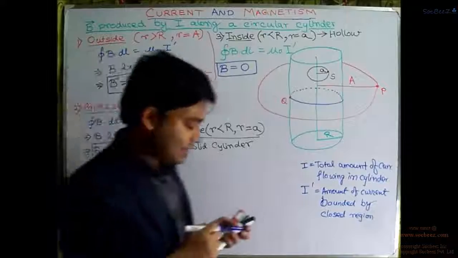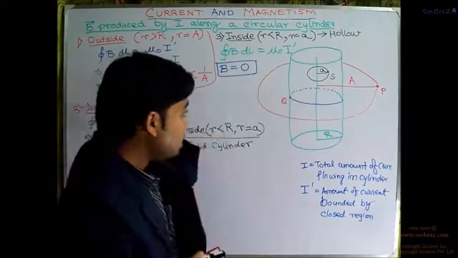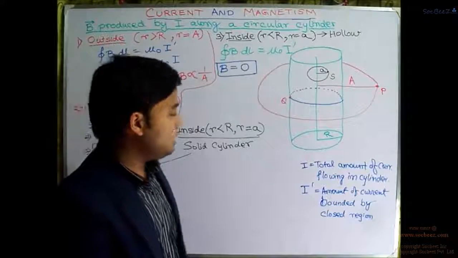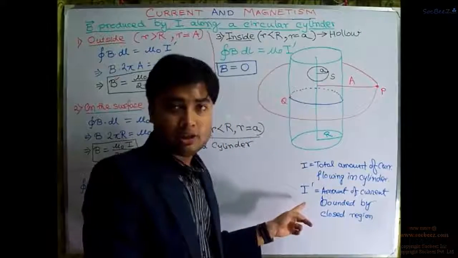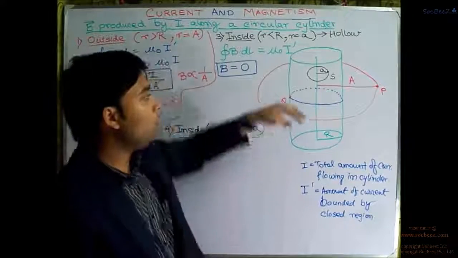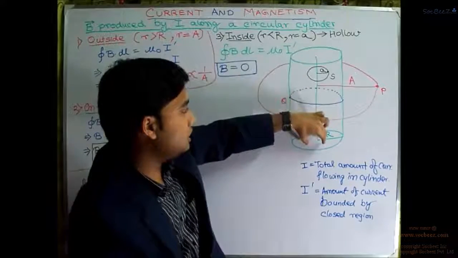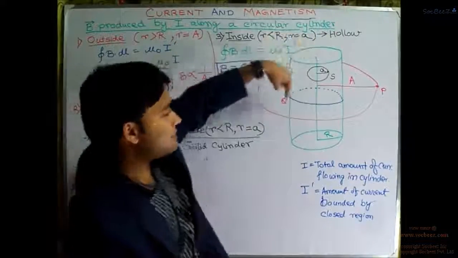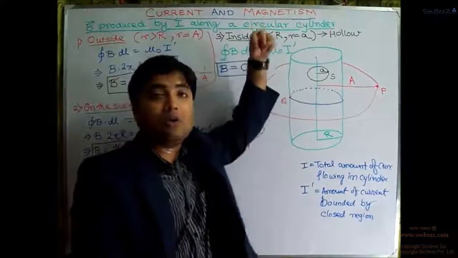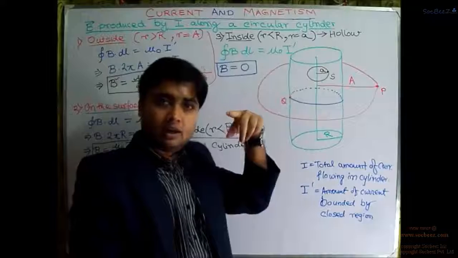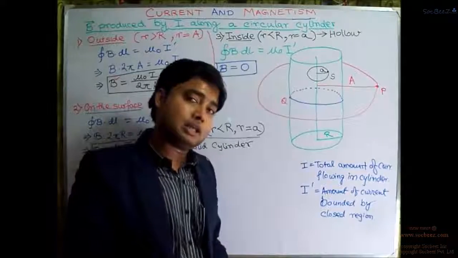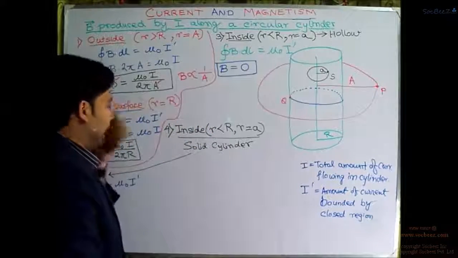Now let us say this is a solid cylinder, and in the solid cylinder, if we find out this I dash, we will see that this I dash is a bit lower, because if we cut out from this solid cylinder a smaller cylinder of smaller radius, obviously there will be a current inside it, plus there will be a current outside of it. So obviously we shall be getting less current. So what will be the value of this I dash?